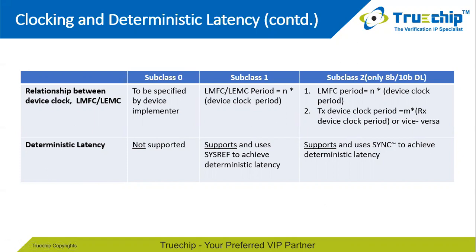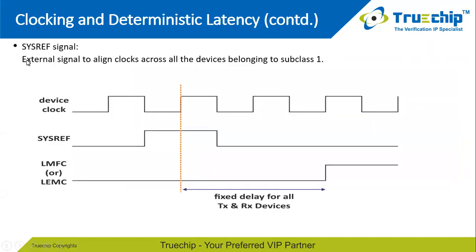So moving on to the next slide, we will now discuss how the SysRef is used for clock realignment in subclass 1 devices. As shown in the diagram, the SysRef is sampled at a device clock edge. From this particular edge, there is a fixed delay to the LMFC or LEMC rising edge in both the transmitter and the receiver sides. So this is how the clocks are realigned in both the transmitter and receiver devices.